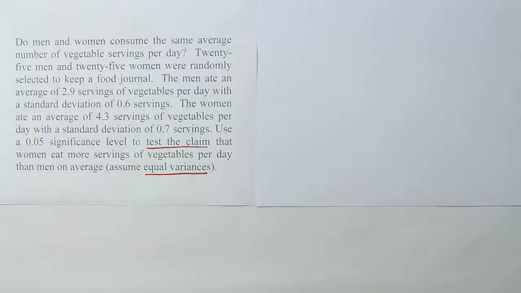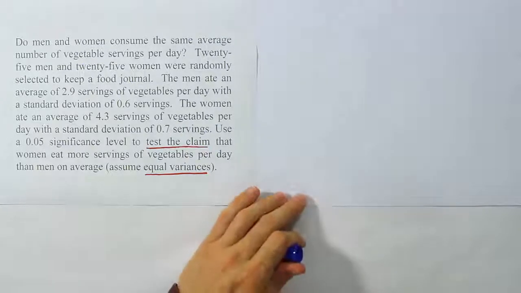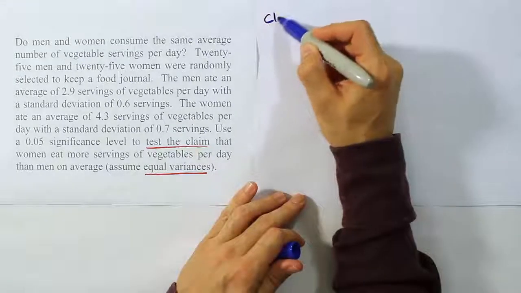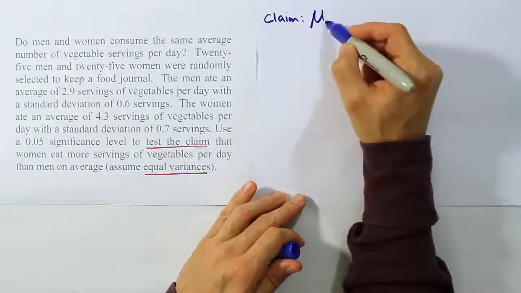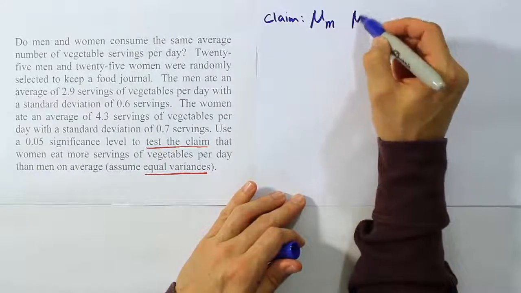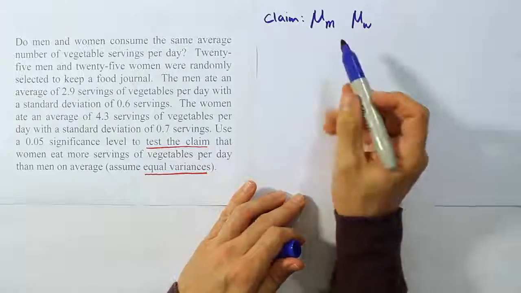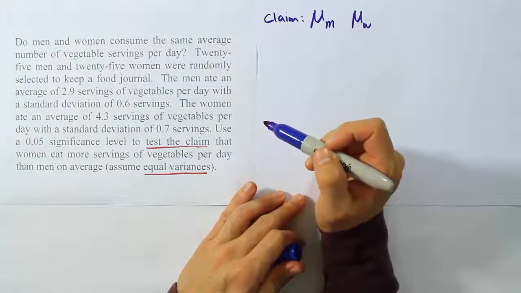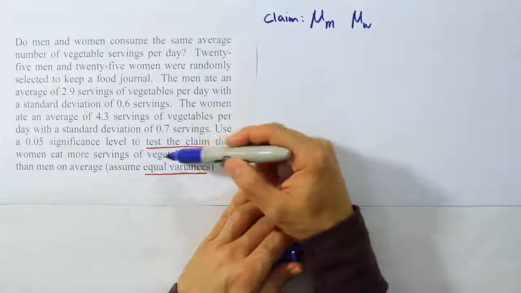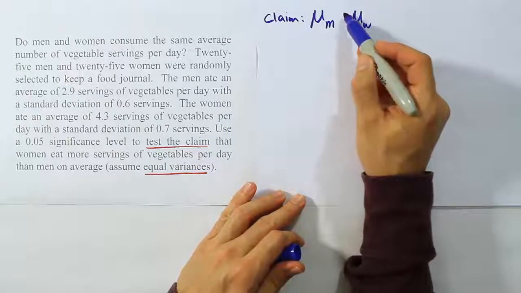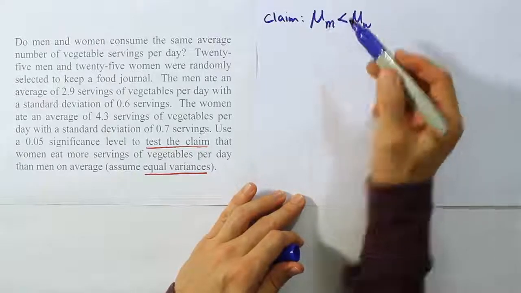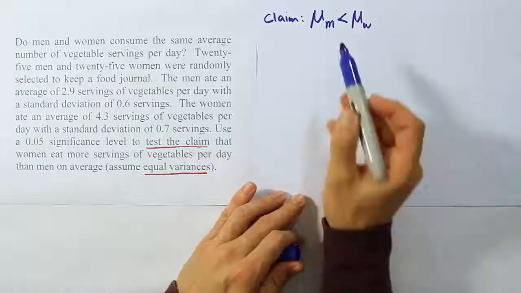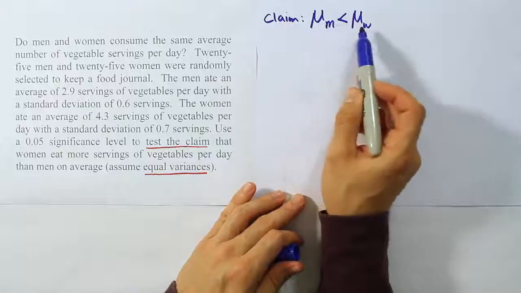So they're saying the claim is that women eat more servings of vegetables per day than men. When we write the claim, we have a mean for men and a mean for women, and let's figure out the proper symbol to put between these two. If they say that women eat more servings of vegetables per day, that means the women have a greater amount on average of vegetables per day than the men. So it's the greater than or the less than symbol, based on how our means are written.